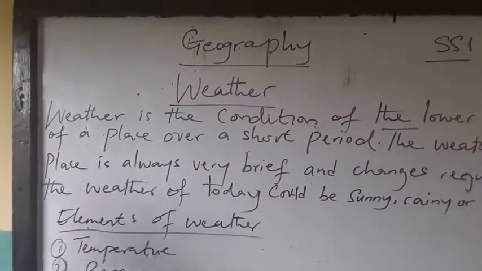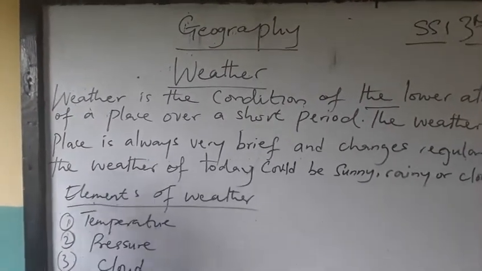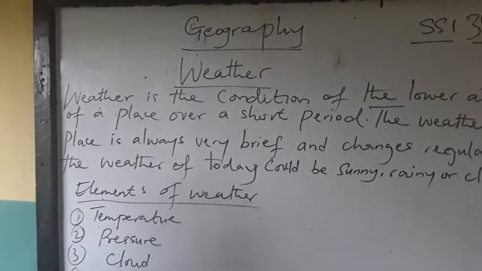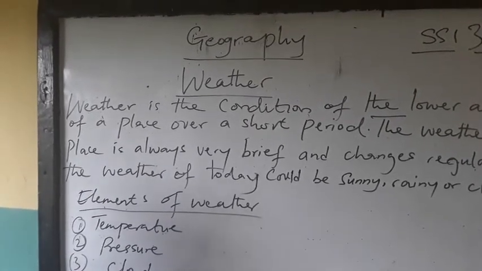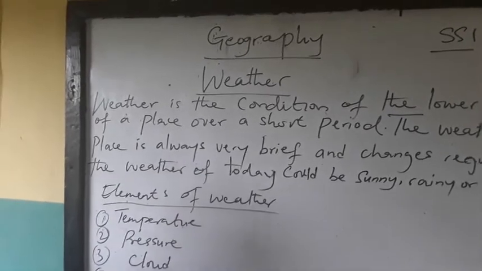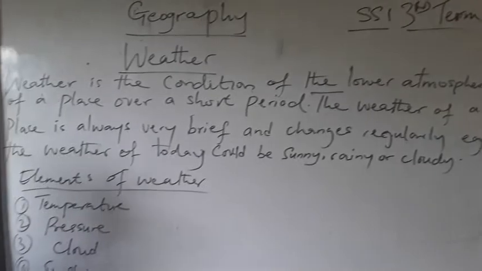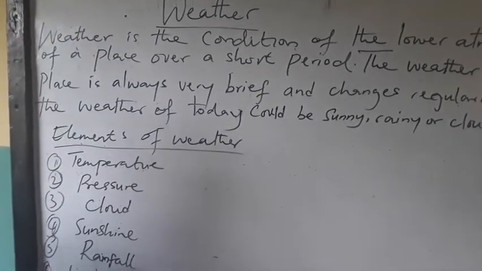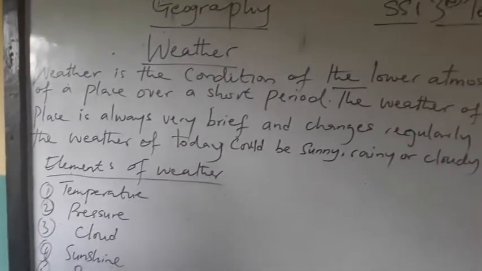Previously, in our last class in second term, we talked about oceans, and then we looked at the different types of oceans as well as the economic importance of oceans. We also said that the ocean occupies 70% of the total area of the landmass, while the other 30% takes over the land. Today, we want to look at weather.